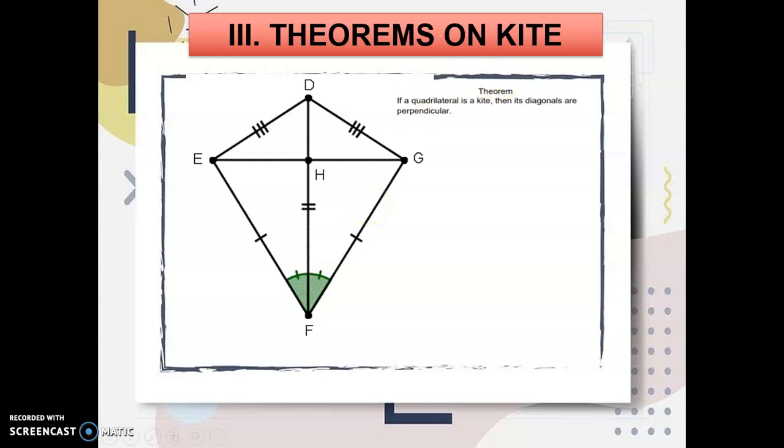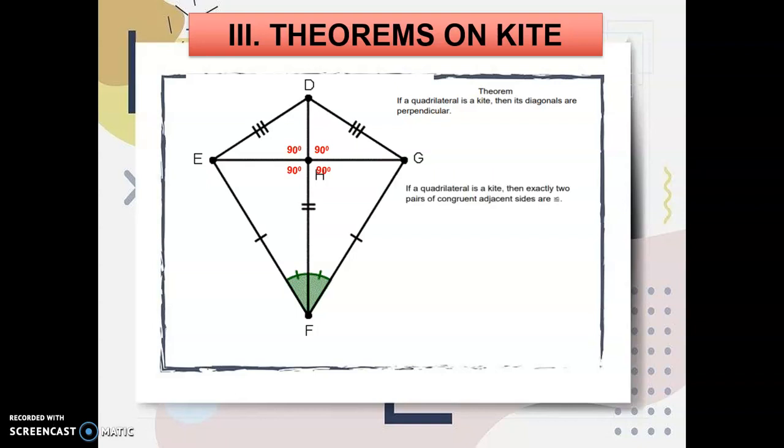Yan. So, in a kite, so if the quadrilateral is a kite, then its diagonals are perpendicular. Ang diagonals po niya is ito, DF and EG. So, they are perpendicular. Pag sinabi pong perpendicular, it will form a right angle. And that right angle measures 90 degrees. So, ayan po. 4 na right angles ang nabuo niya.